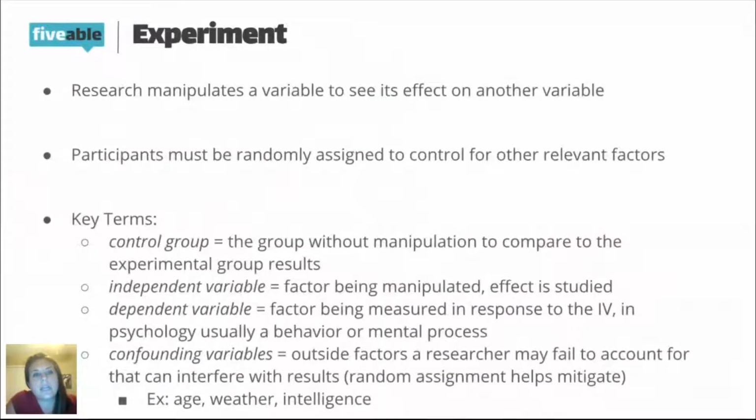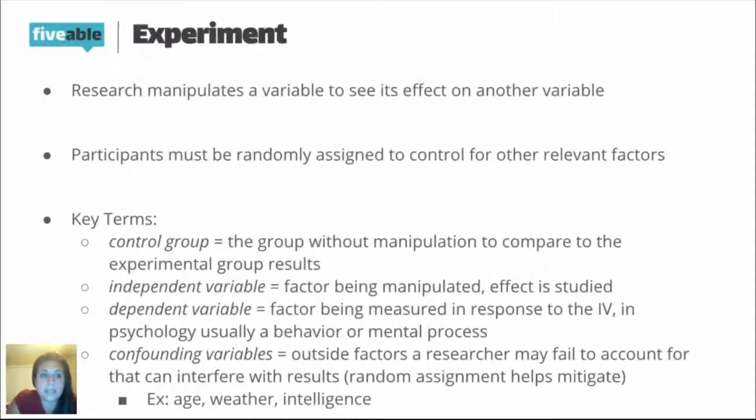But basically, in an experiment, a researcher is going to manipulate a variable to see its effect on another variable. And just like we talked about doing things randomly, like pulling people in from the population and random assignment to groups, is really important to control for other relevant factors.